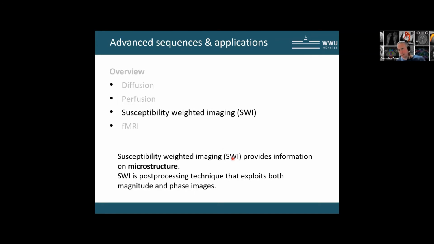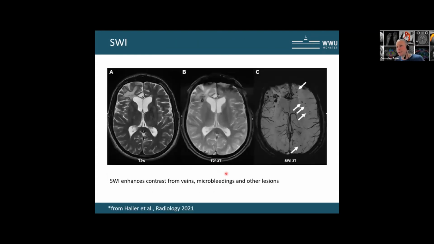Okay, so susceptibility weighted imaging is another technique that provides information on microstructure. And as it is said, it measures susceptibility effects. The thing I would like to clarify from the beginning: SWI, susceptibility weighted imaging, is not a real imaging sequence, it's actually a post-processing technique that exploits magnitude and phase images in susceptibility sensitive sequences.